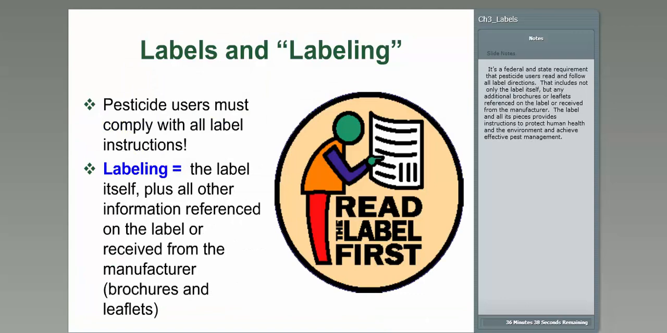It's a federal and state requirement that pesticide users read and follow all label directions. That includes not only the label itself, but any additional brochures or leaflets referenced on the label or received from the manufacturer. The label and all its pieces provide instructions to protect human health and the environment and achieve effective pest management.